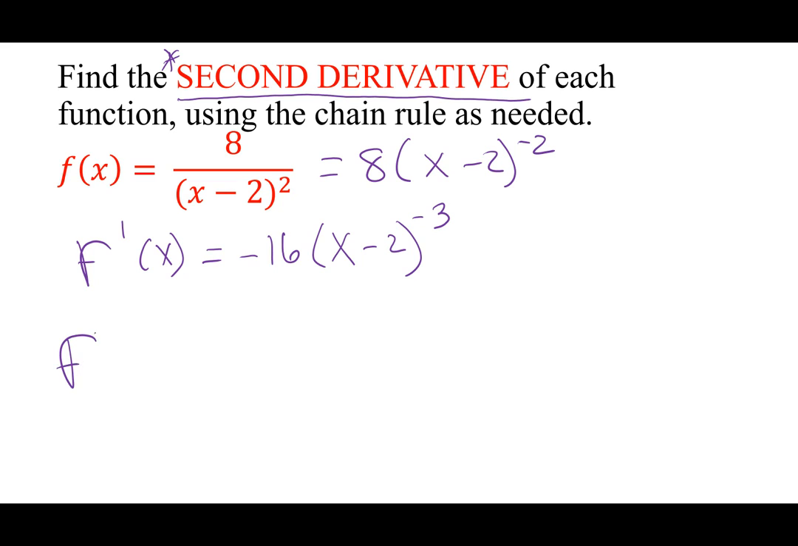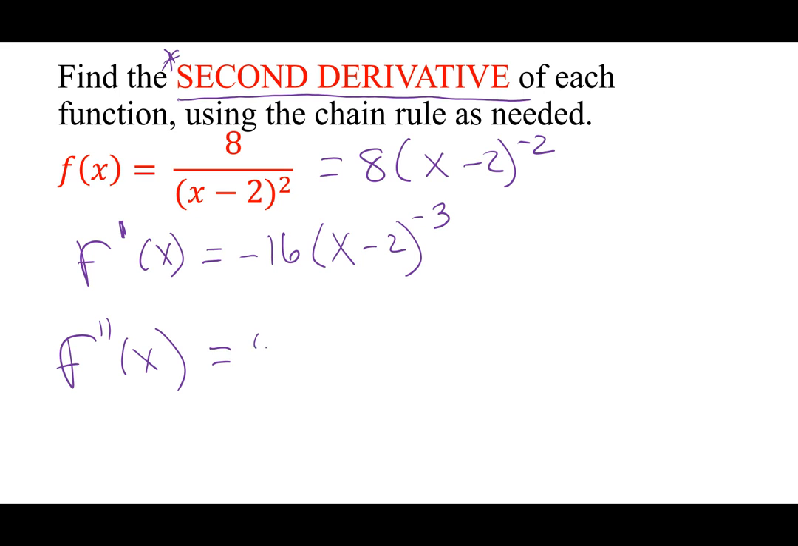We're going to call the second derivative f double prime of x. So you do have to be cautious with your notation. 1 tick mark means the first derivative, and 2 tick marks means the second derivative. And then you're just going to apply the power rule a second time, bring down the -3.